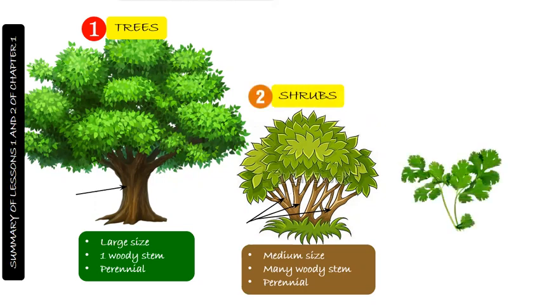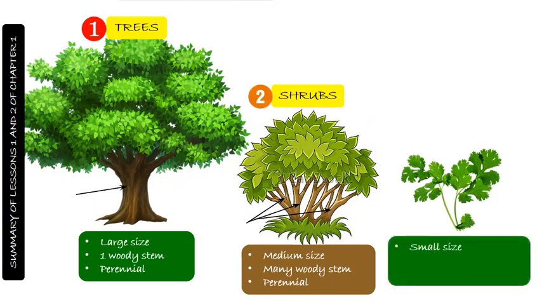What about this one? Is it large, medium, or small in size? It is small in size with a green, hollow, flexible stem. Look at the green stems of this plant. This plant is not perennial. This is a herb. So again, plants are organized in 3 different categories: trees, shrubs, and herbs.